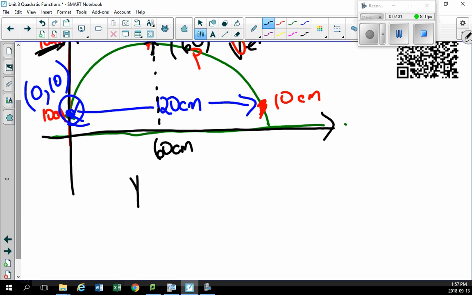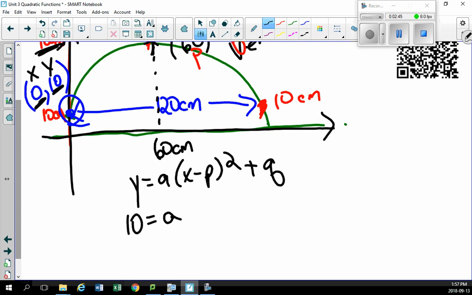So, okay, here's my vertex form. y equals a(x minus p) squared plus q. Let's throw our values in. First things first, there's my xy value at 0 and 10. So my y is here at 10. A, of course, is the thing I'm looking for every single time because we don't have a. The graph itself does not give us an a value, but it gives us enough information to figure that out. My x value, of course, is 0. My p is 60, and my q, of course, is 100.